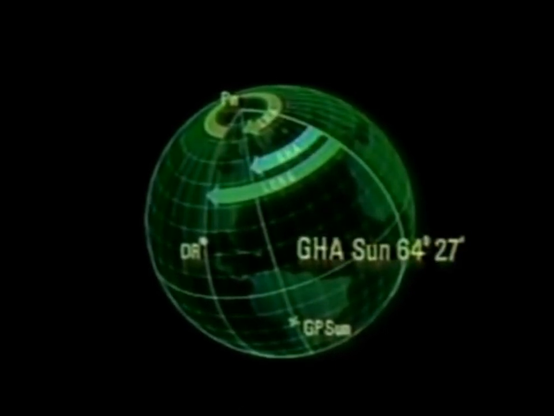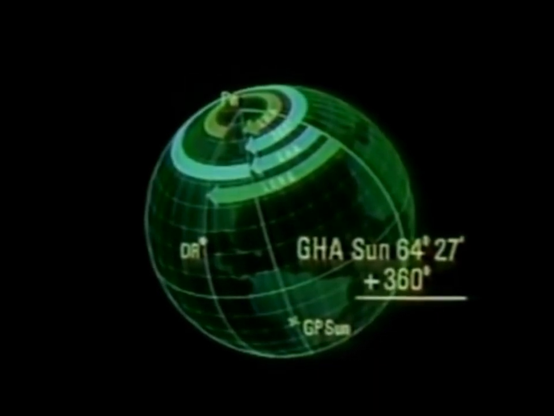To compute the LHA of the sun, you must first take the GHA sun and add 360 degrees. This gives you 424 degrees, 27 minutes. LHA is this figure minus longitude. The longitude of your DR position is 97 degrees, 12 minutes west. But remember, the longitude of your assumed position should be a figure that when subtracted from GHA sun will produce an integral degree of LHA. If you use 97 degrees 27 minutes, the difference will be an LHA sun of 327 degrees.